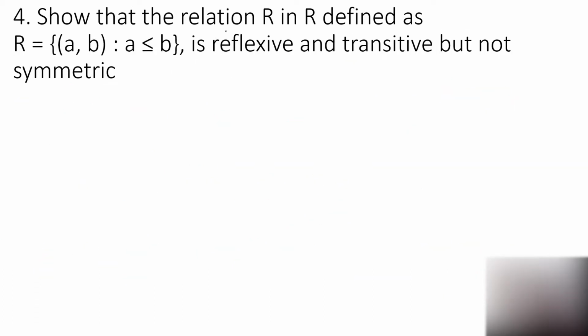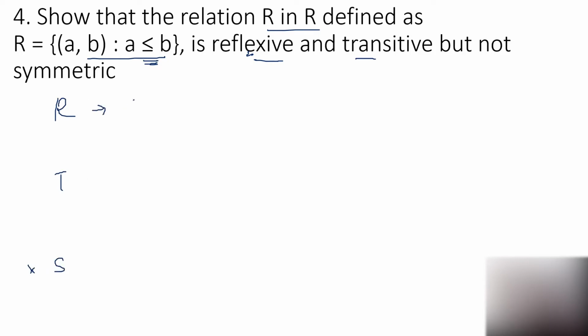Fourth question, show that the relation R in R defined by A is less than equal to B is reflexive, transitive, but not symmetric. Let's see. Very first, reflexive, transitive, but not symmetric. We need to show this.